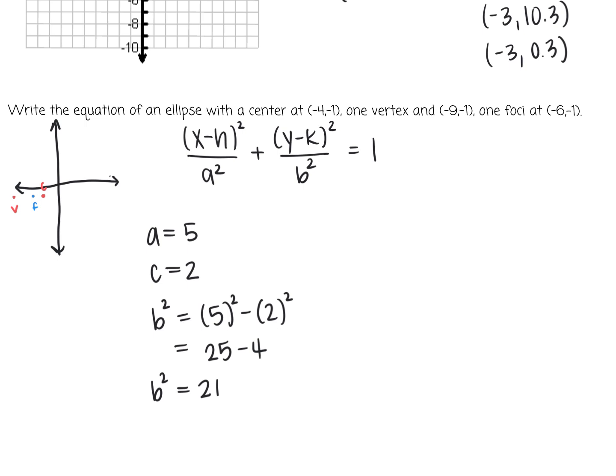So we'll get 25 minus 4, which means b squared is 21. And again, I don't need to solve for b here because the equation for an ellipse uses b squared. So we'll have (x plus 4) squared over 25 plus (y plus 1) squared over 21 equals 1. Sorry, a squared should be in the denominator under x. So again, opposite of what's with x, opposite of what's with y when you're plugging in your center, and then a squared and b squared. And a squared is always going to be bigger than b squared.